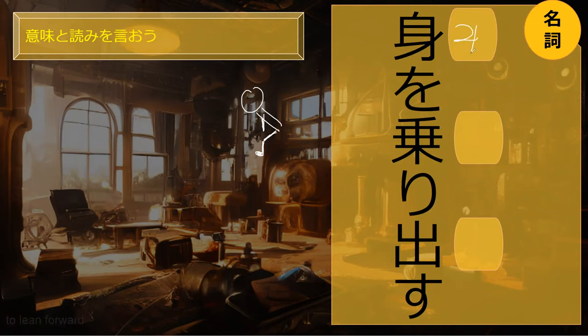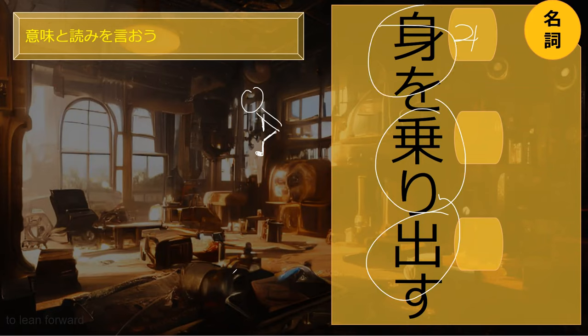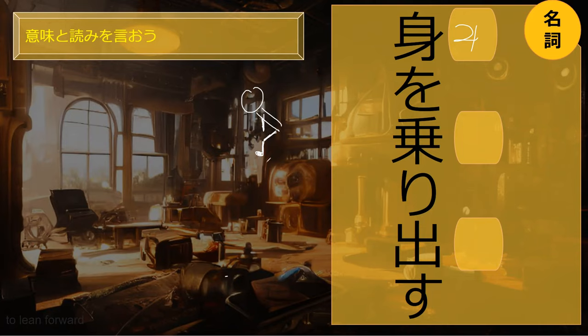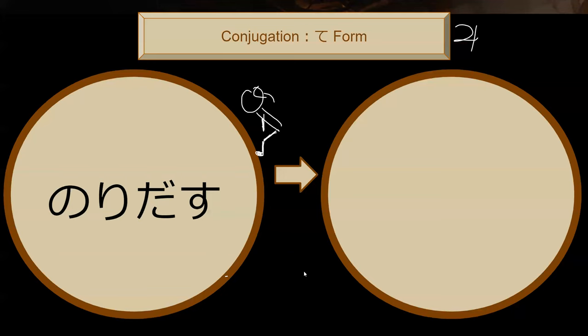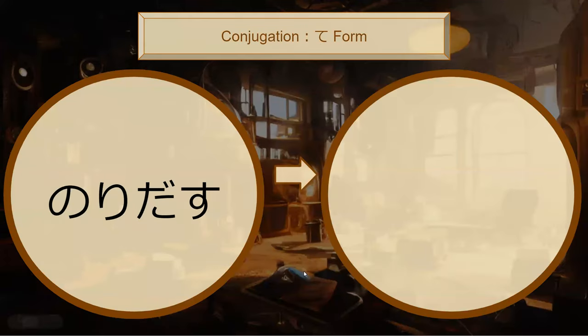Mio nori dasu. To stick out your body means to lean forward. Mio nori dasu, to lean forward. Right. What is the te form of this word? Noridasu.